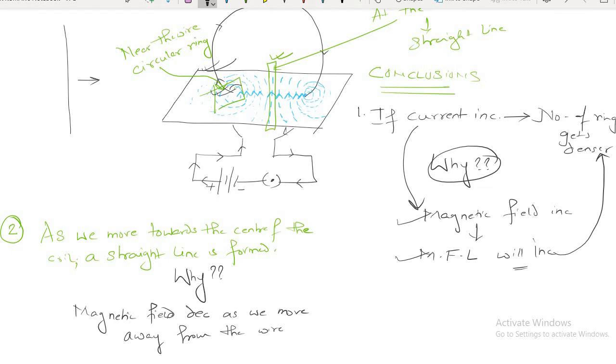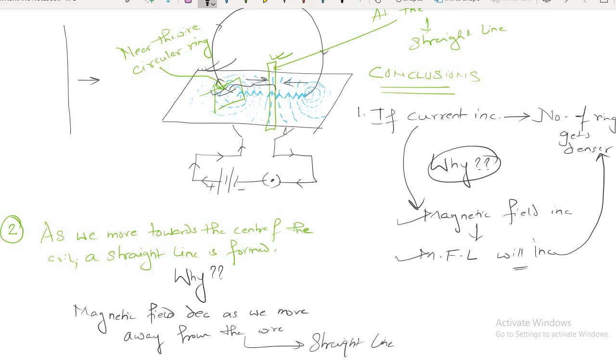As you are moving away from the wire, you can see the diagram I am drawing. As you are moving away from the wire, what's happening? The magnetic field decreases. As the magnetic field decreases, it is forming a straight line. So have you understood? As we move away from the wire, magnetic field decreases and it's forming a straight line. Is that clear, Subrat?